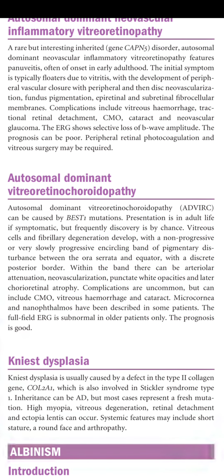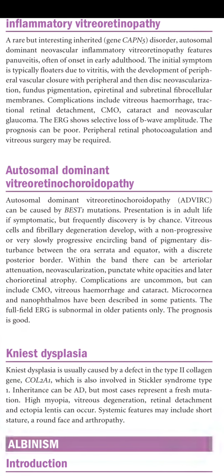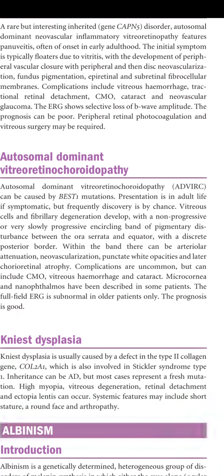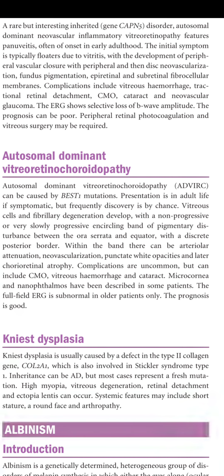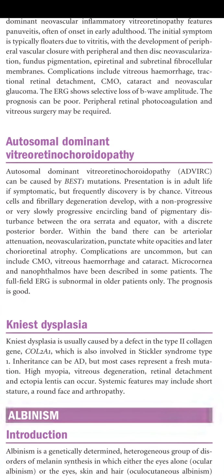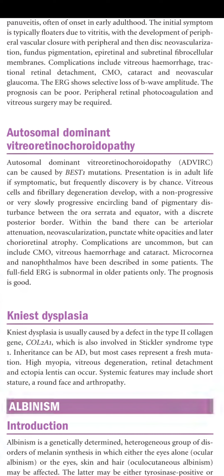Autosomal dominant retinochoroidopathy is caused by the BEST1 mutation. Presentation is in adult life, often asymptomatic, with frequent discovery by chance. Vitreous cells and fibrillary degeneration develop, with a non-progressive or very slowly progressive encircling band of pigmentary disturbance between the ora serrata and equator with a discrete posterior border.